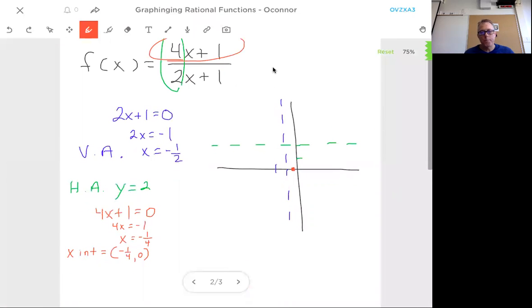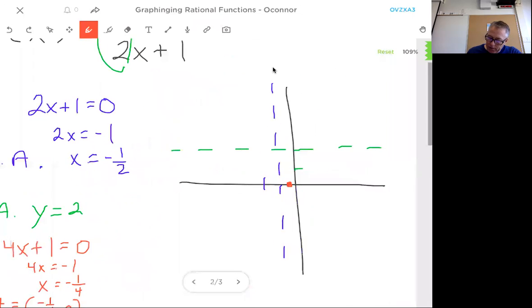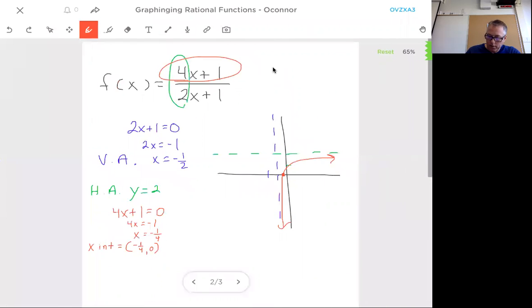All right, now put together what we know. It has to go through that red dot. It cannot cross this line. It cannot cross this line. And it looks like one of those guys. That means on the bottom right, the graph has to look like that. It doesn't cross the blue, doesn't cross the vertical asymptote, doesn't cross the horizontal asymptote, and goes through our x-intercept.